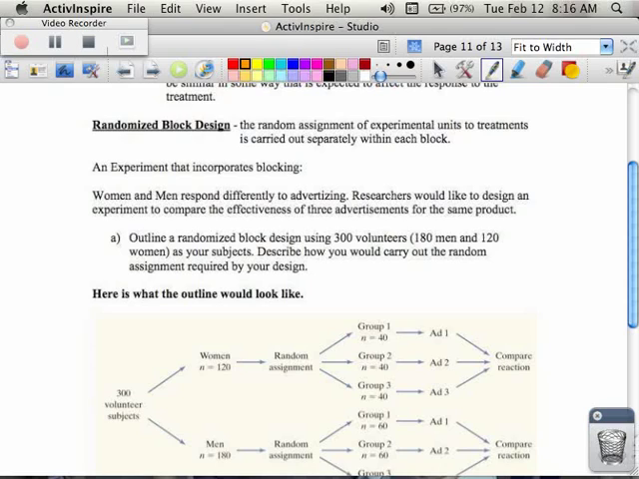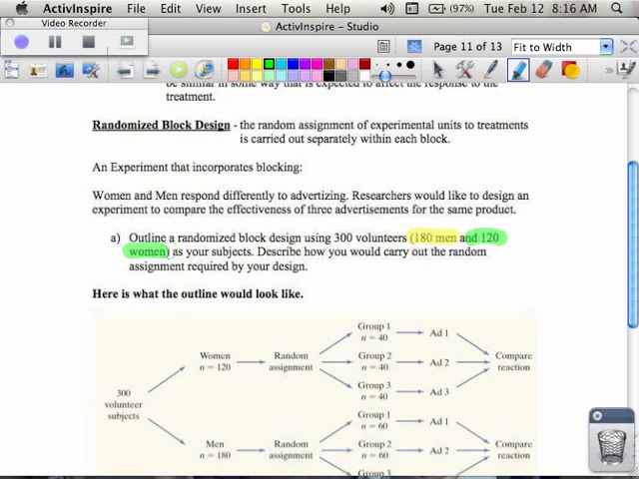Men and women respond differently to advertising in this example, and researchers want to design an experiment to compare the effectiveness of 3 advertisements. So part A, and this is all done for us, but part A, we're going to outline a randomized block design using 300 volunteers. Notice that there are 180 men, and there are 120 women, and that these are not the same size.